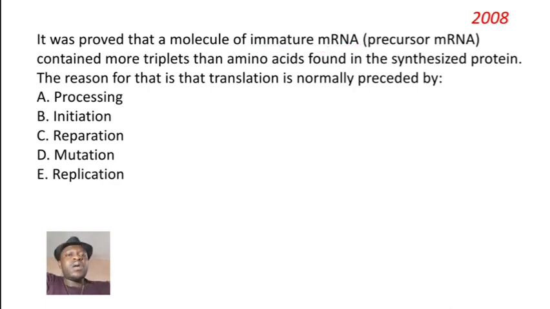Okay, so it was proved that a molecule of immature messenger RNA contained more triplets than the amino acids found in the synthesized protein. What is the reason for that?